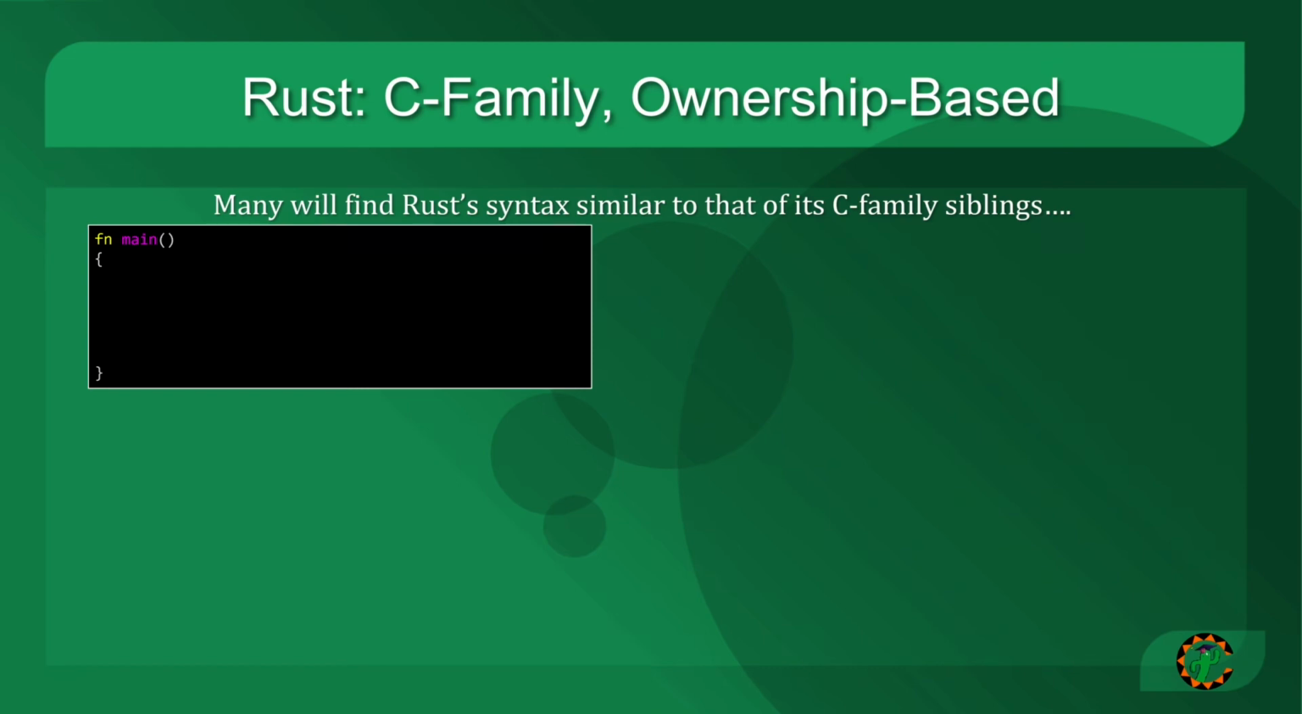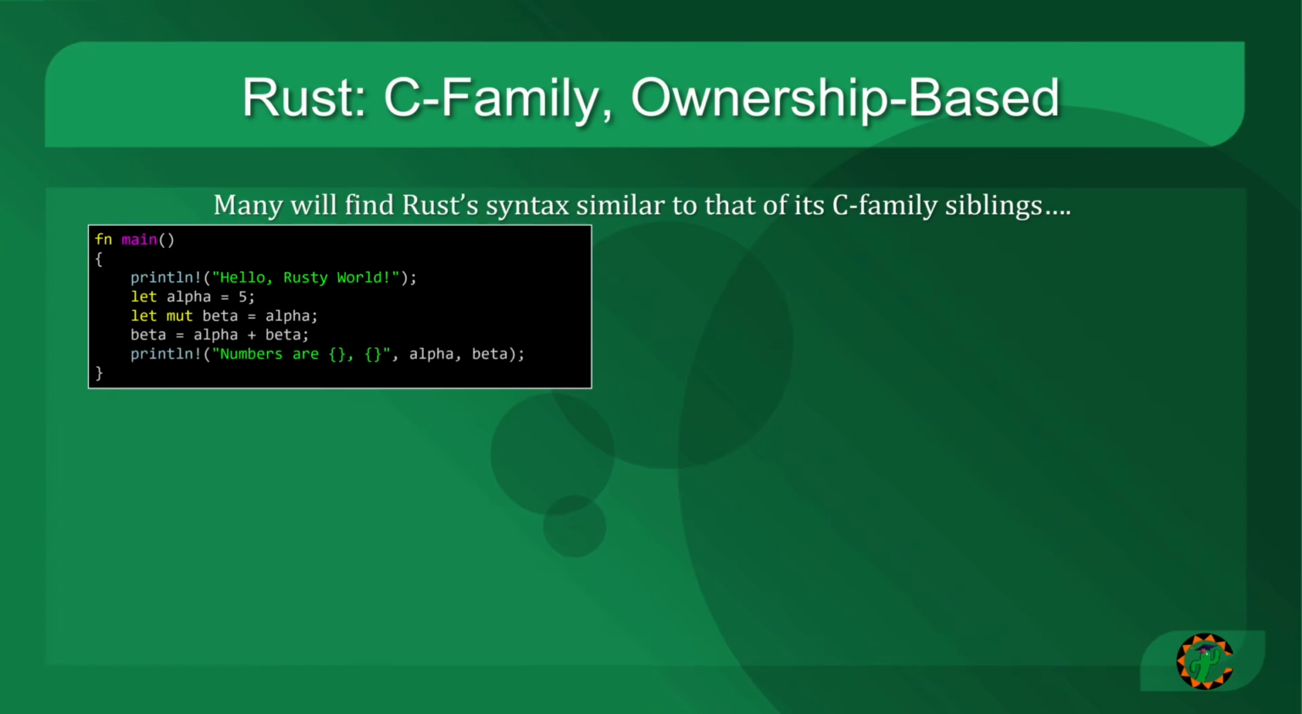Here we can see a main function declaration. We print hello Rusty world, and then we define a variable alpha. After that, we assign beta to the value of alpha, then we set beta equal to alpha plus beta, and then we print them out. There are little differences here and there from other C-family languages, but nothing huge. It's mostly variations on punctuation and symbols.